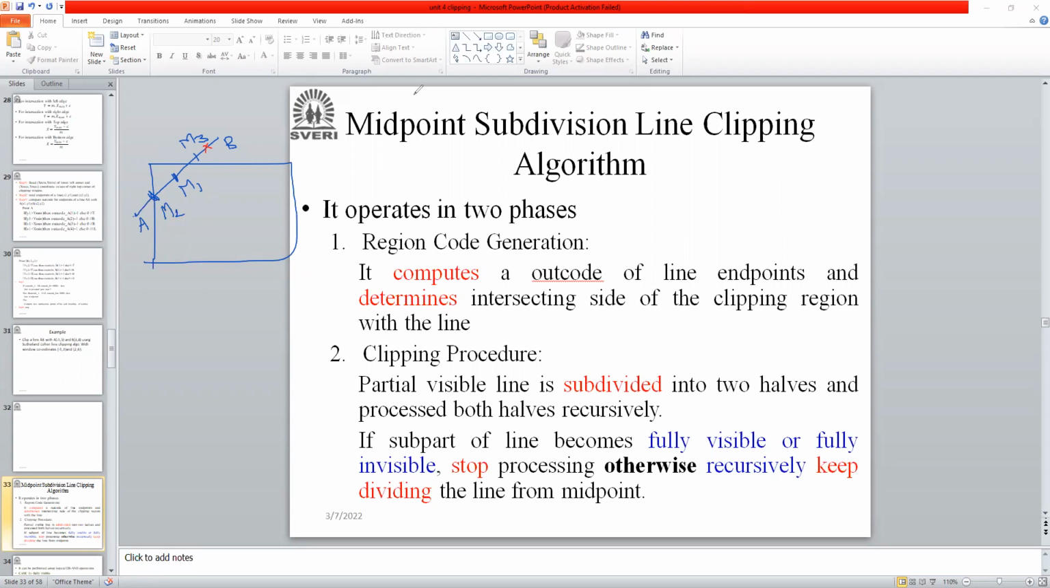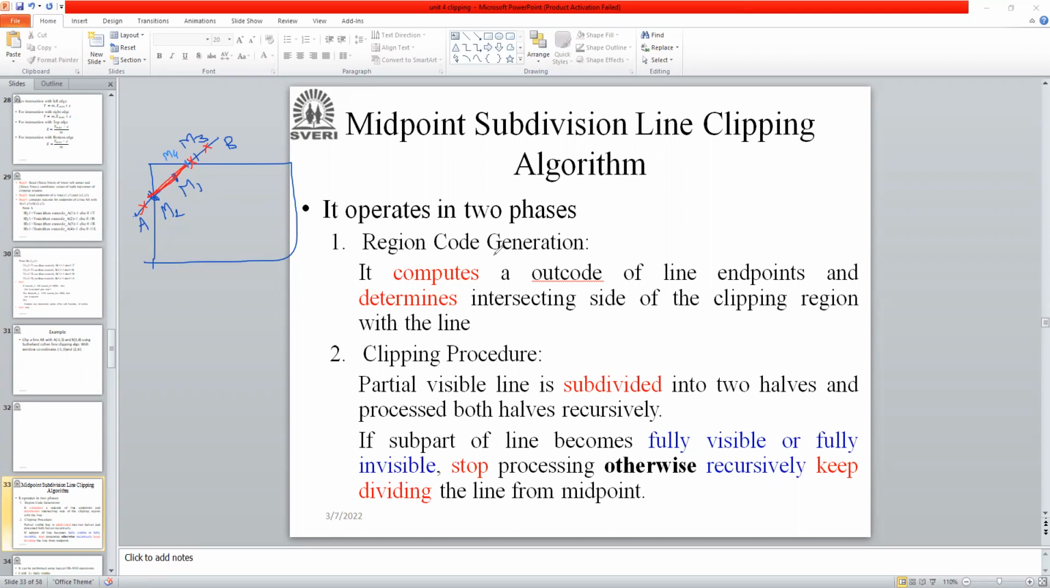So M1, M3, again, I will divide the line at its midpoint, and that midpoint is M4, suppose. Now I will check the M3, M4 line. This is totally outside, so I will remove that, and I will see that the M1, M4 line is inside. Similarly, this AM2 is also outside, so I will cut that portion. And in that way, after multiple subdivisions at the midpoint, I will get the line M2 to M4, which is the visible portion only.